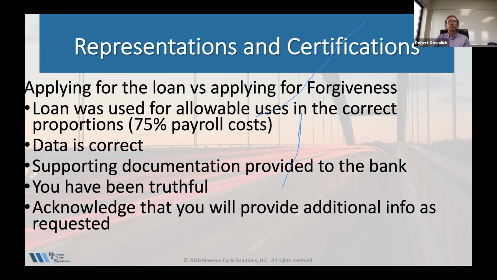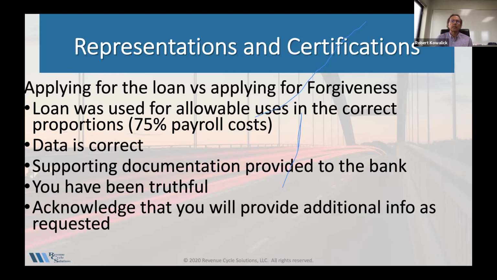That got you the loan. There's a lot more to getting forgiveness. So essentially, you have to attest that the loan was used for allowable uses in the correct proportions, meaning 75% or more of it was related to payroll costs. I've heard grumblings and rumors that possibly they're going to change that 75-25 requirement, but that hasn't happened yet.